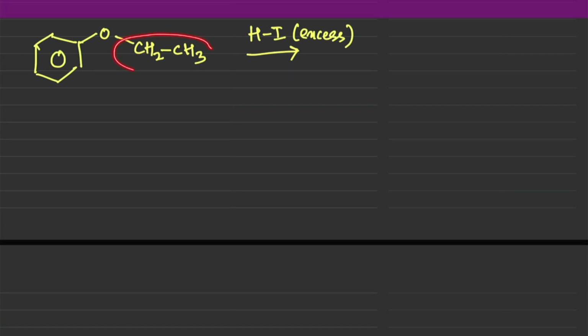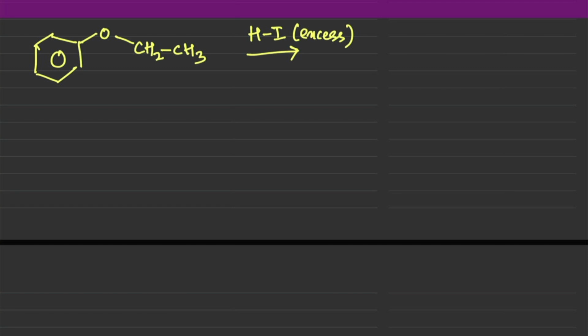This one would be your ethyl, and this is a benzene ring, which is called phenyl. So it's ethyl phenyl ether, or you can call it ethoxybenzene. That's how you can name it. So what would happen if we react it with an excess of HI?